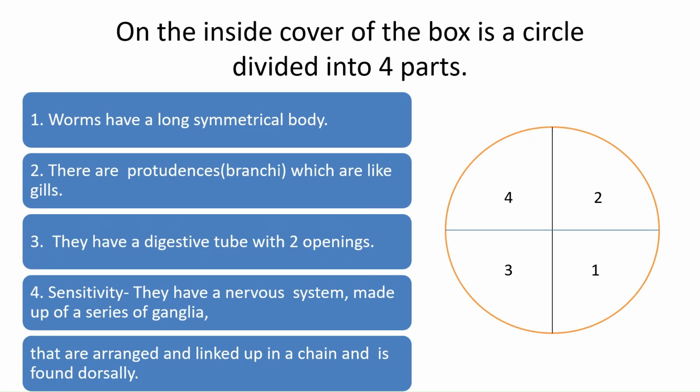On the inside cover of the box is a circle divided into 4 parts. Worms have a long symmetrical body. They have protuberances or branchiae, which are like gills. They have a digestive tube with 2 openings. Sensitivity: they have a nervous system made up of a series of ganglia that are arranged and linked up in a chain and is found dorsally.